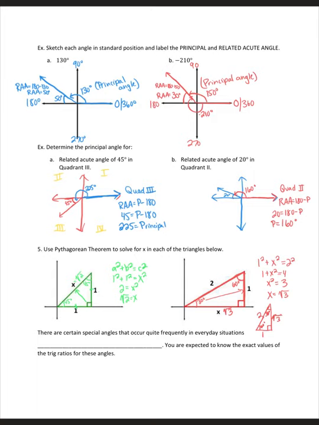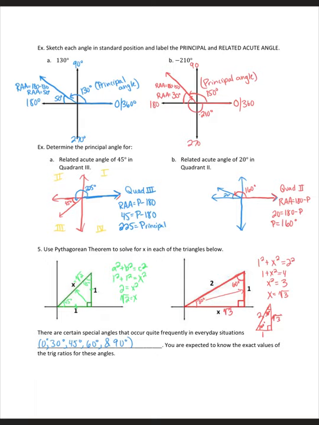radical 2. So there are certain special angles that occur quite frequently in everyday situations. Those are kind of the angles we see the most. So 0 degrees, 30 degrees, 45 degrees, 60, and 90 degrees. You are expected to know the exact values of the trig ratios for these angles. So if you can see in these triangles, we have 30, 60, and 45. We're going to get into 0 and 90 on another day, but using these special triangles, we should be able to figure out our sine, cosine, and tangent ratio for those if we memorize these triangles.